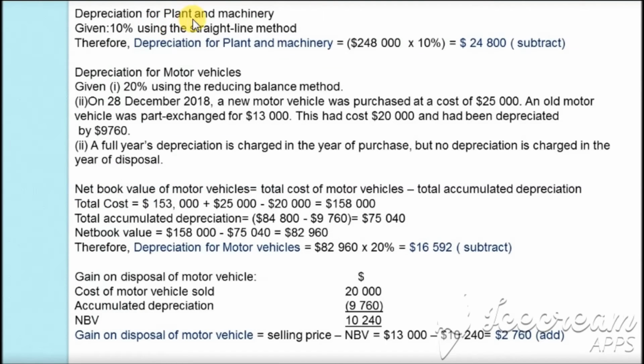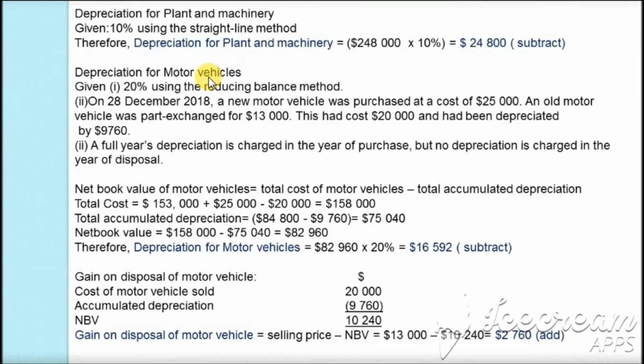Furthermore, let's calculate the depreciation for plant and machinery. It is given that the plant and machinery is depreciated by 10% using the straight line method of depreciation. So we are going to take the cost of plant and machinery, which is $248,000. With this we are going to multiply 10%, which is the rate of depreciation. We get the depreciation for plant and machinery as $24,800. As this is an expense, it needs to be subtracted to find the revised net profit.